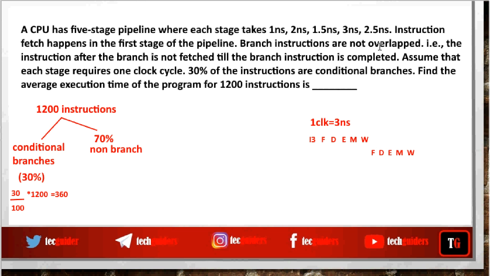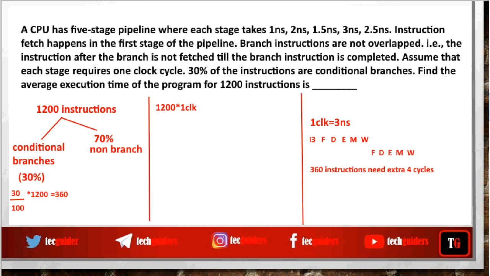And here the branch instructions are not overlapped. So whether this conditional branch is taken or not, always the next instruction will be fetched after this instruction is completed. So the extra clock cycles required is equal to 4. It means all the 360 instructions need extra 4 clock cycles in addition to 1 clock cycle. So the 1200 instructions require one clock cycle to complete, and among them 360 instructions require 4 extra cycles.